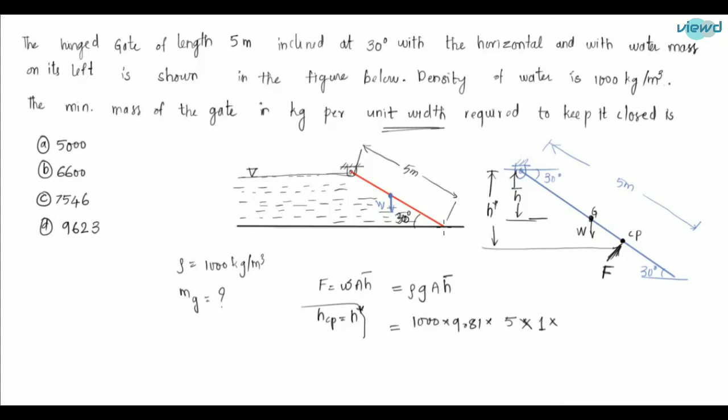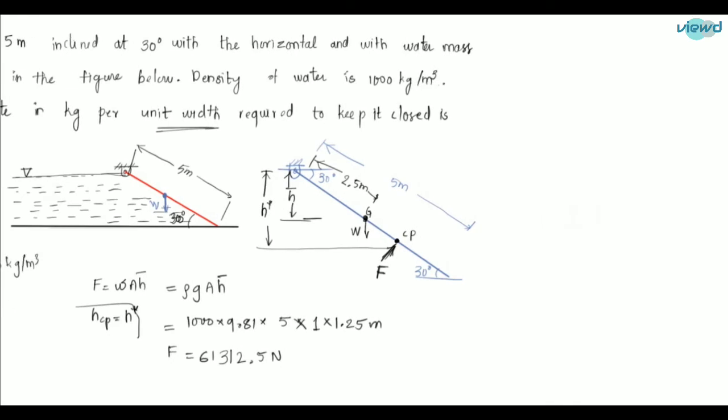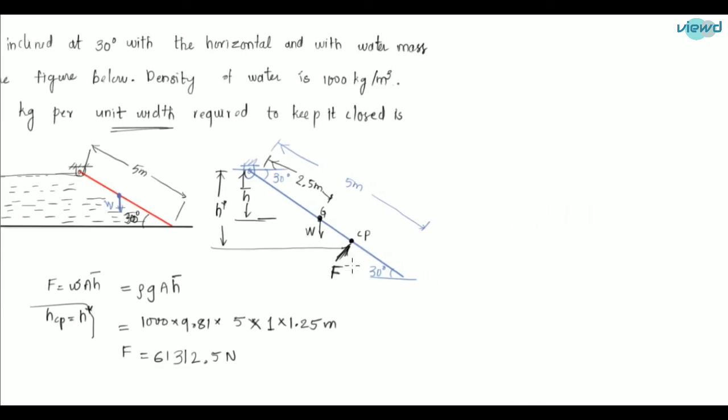So from here to here it is 2.5 meter, and we need to find h bar. So we can say that sine 30 is equal to h bar divided by 2.5. So h bar is equal to 2.5 sine 30. Sine 30 is 1 by 2. So it is 1.25 meter. So h bar is 1.25 meter. So what is the force? If we calculate this, we will get a value of 61312.5 Newton. That is the value of the hydrostatic force that is acting on that plate.